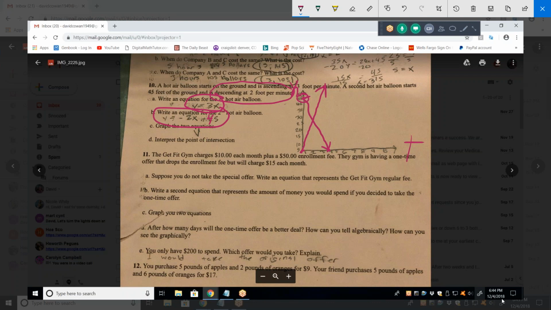If you imagine the picture, here we have this balloon like that. As time passes, which means we go to the right on the horizontal axis, the t-axis, we go up. And the second balloon, as time passes, we drop. So they're going to ask us, where do we meet? Okay, first of all, it says graph the two equations. We've done that. Interpret the point of intersection.